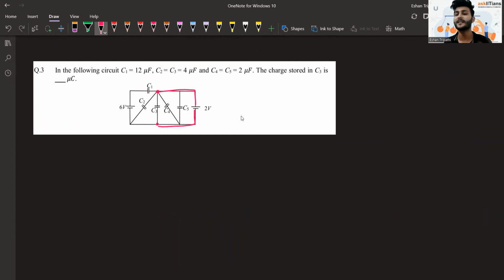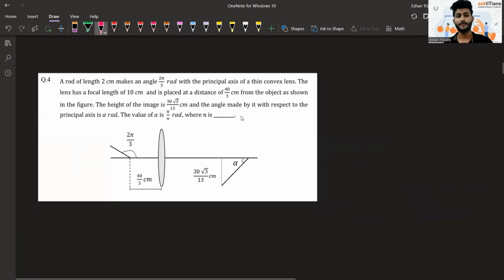So for this capacitor, we know that potential difference is 2 volt and capacitance of it is 2, or what was it given the value of C3? 4 microfarad. So it's done. The charge is C3 into V. That is 8 microcoulomb. That's it. The most easy question according to me.